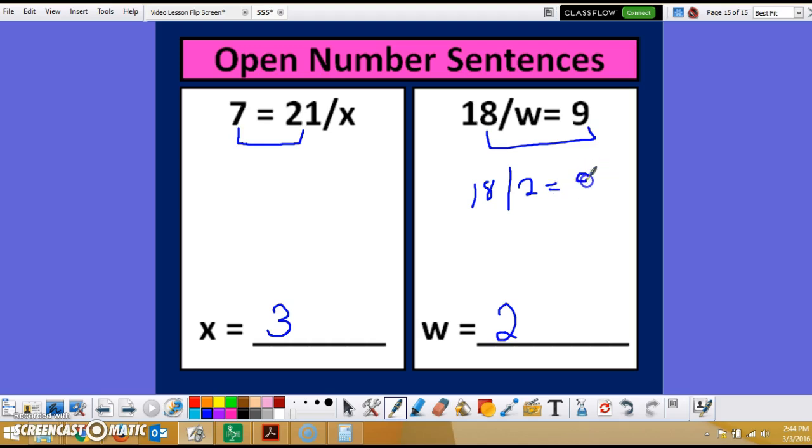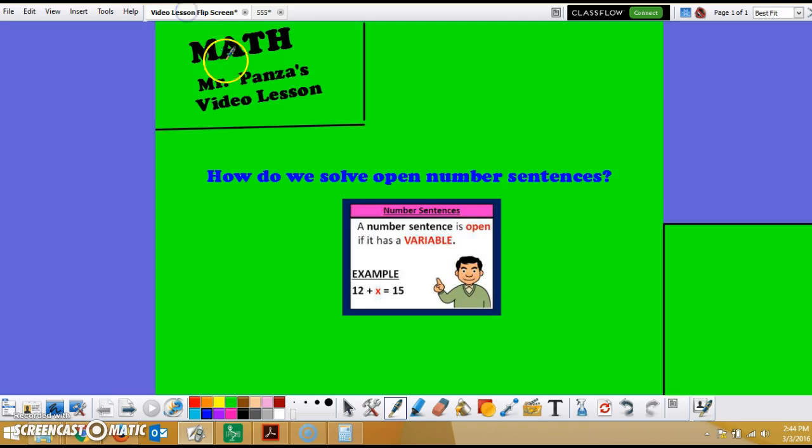That is how you use variables to solve for open sentences. It's why we initially went over number sentences, and now you can use these strategies to help you solve the problems that you see using your algebraic mind.